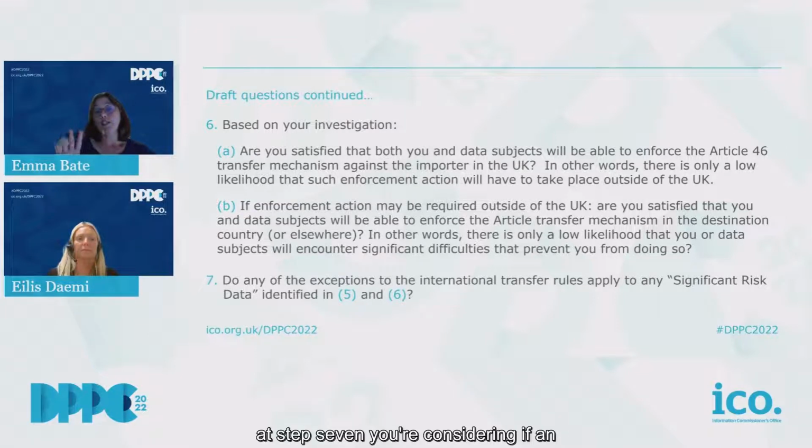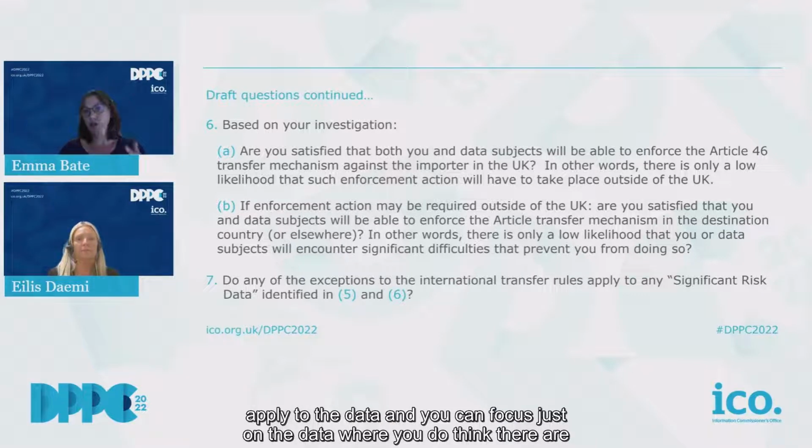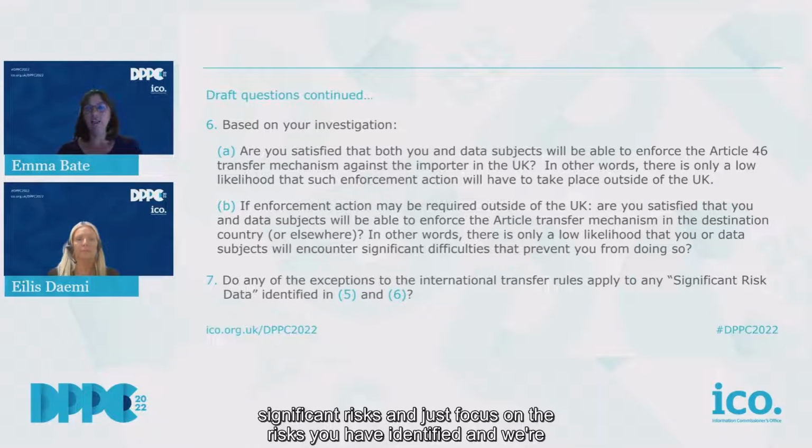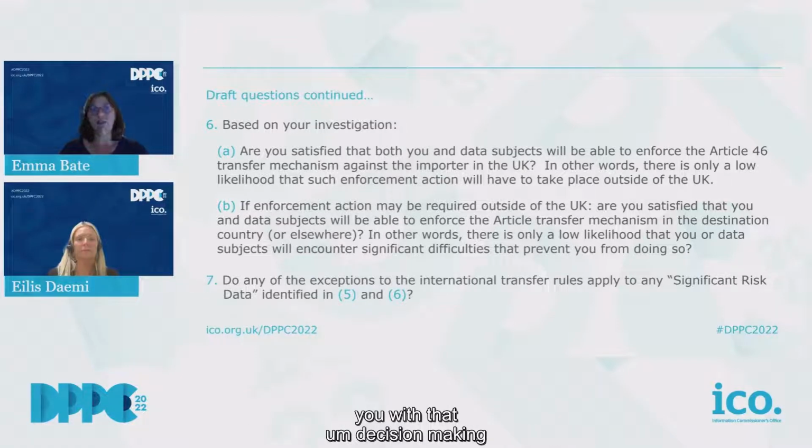At step 7, you're considering if one of the Article 49 exceptions in the UK GDPR could apply to the data. And you can focus just on the data where you do think there are significant risks, and just focus on the risks you have identified. And we're going to help produce a decision tree to take you through the exceptions and help you with that decision making. Next slide, please.